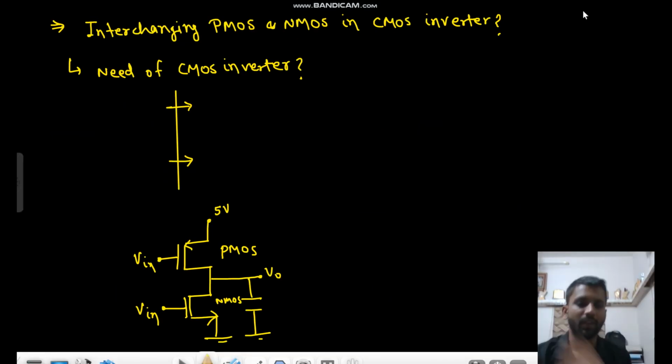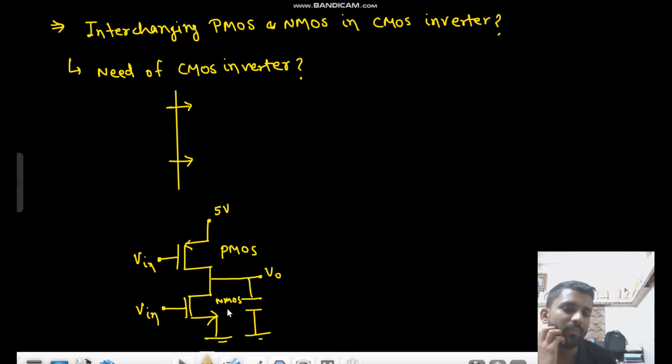Hello everyone. Now we will try interchanging the PMOS and NMOS in the CMOS inverter. This is the CMOS inverter that we have seen, right? Now we will change the position of NMOS and PMOS. NMOS will go up and PMOS will come down. First thing we need to see is why we need a CMOS inverter. What does a CMOS inverter do? For a high input, it gives a low output, and for a low input, it gives a high output.